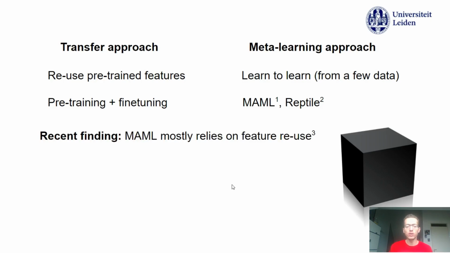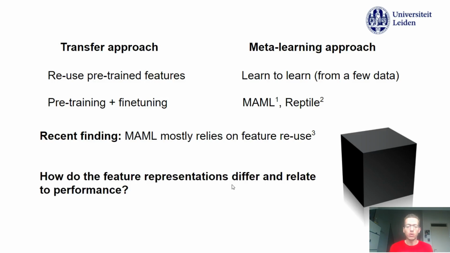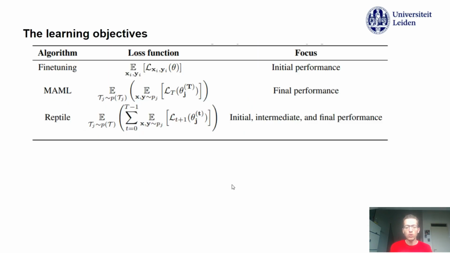Now, a recent finding by Raghu et al. shows that MAML mostly relies on reusing its features. And this may be surprising because that is actually what the transfer approach is also exploiting. We do, however, see some performance differences between the two because in some cases, MAML may be much more effective at learning new tasks, while in other cases, maybe fine-tuning works a bit better. So in our research, we want to investigate how the feature representations differ and how they relate to the few-shot learning performance.